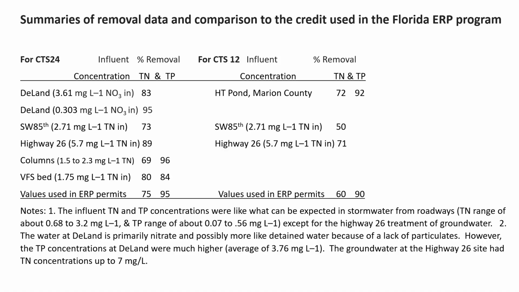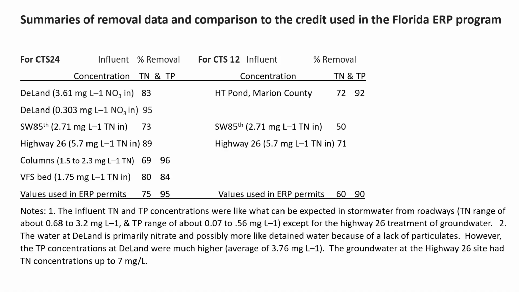At the Highway 26 site, which was treating groundwater with TN concentrations up to 5.7 milligrams per liter, removal reached 89%. The ERP program currently credits CTS-24 with 75% TN removal and 95% TP removal, and the field data generally supports or exceeds those values.